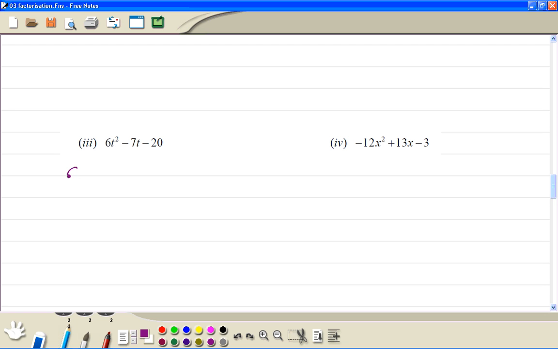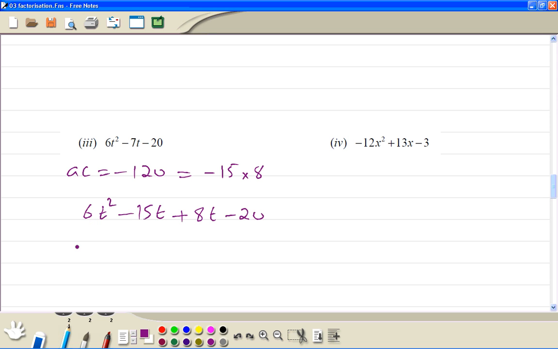a times c is minus 120. Two numbers that multiply to minus 120 and add up to minus 7 are minus 15 and 8. Now we write 6t squared. Instead of minus 7t, we write minus 15t plus 8t minus 20.